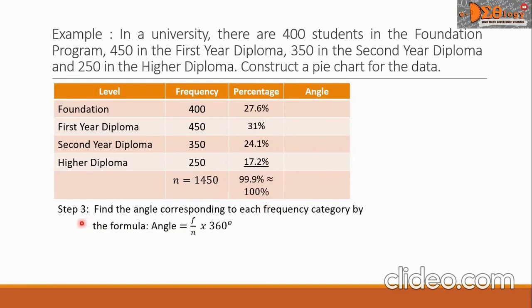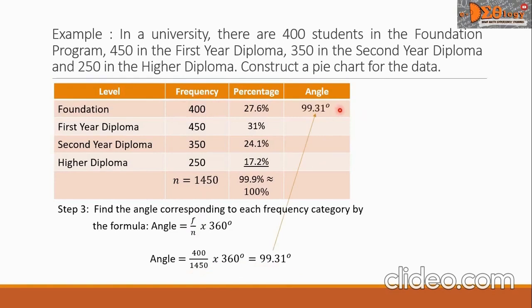Now, let us go to step 3. Find the angle corresponding to each frequency category by the formula angle equals F over N times 360 degrees. Let's begin with the first blank here. Again, I'm going to use the frequency value and then divide by the N, 1450, times 360 degrees. This is equal to 99.31 degrees. This value we will copy on this blank.